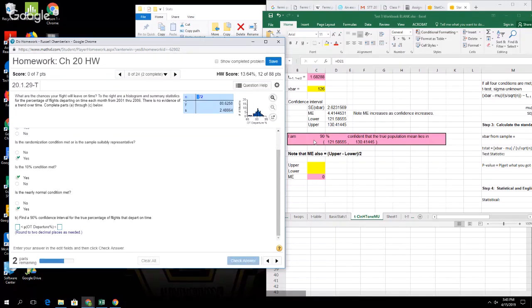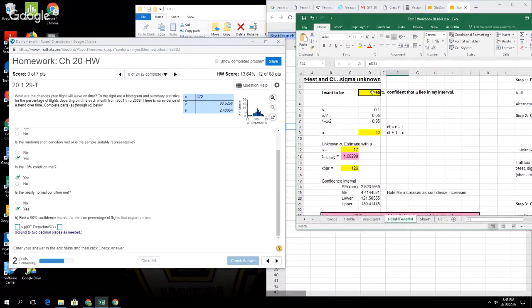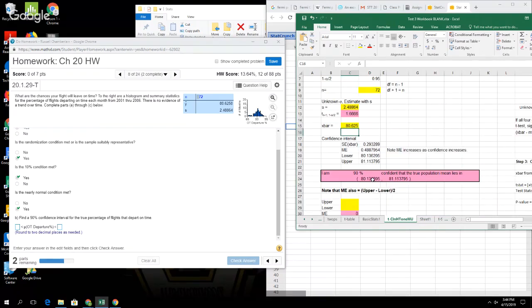All right, confidence interval time. This is what we all came here to see. All right, 90% confident again. Now my N is 72. My standard deviation now is 2.48864. This is not the time to round that number. You want to put everything you got right there. My X bar, 80.6250. Enter. All right, just like it says, guys.